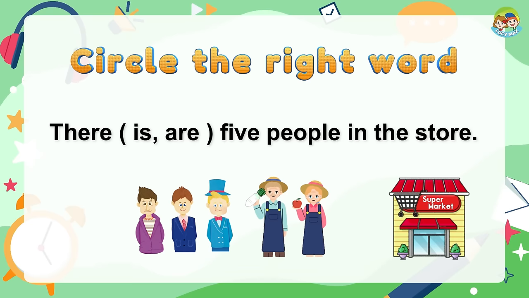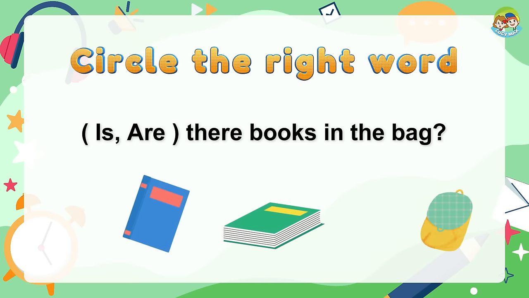There is 5 people in the store. 5 people is plural. You use are with plural. There are 5 people in the store. Is there books in the bag? Books is plural. You circle are. Are there books in the bag?